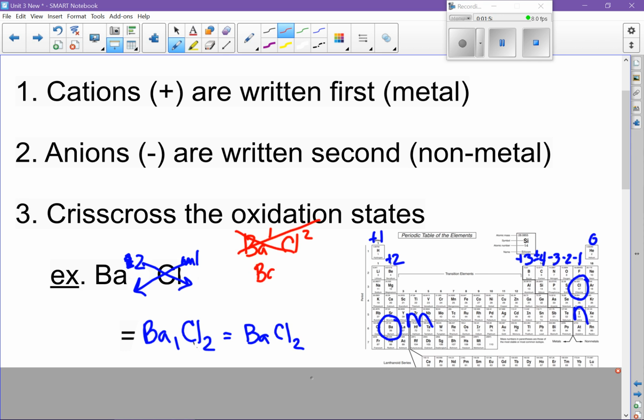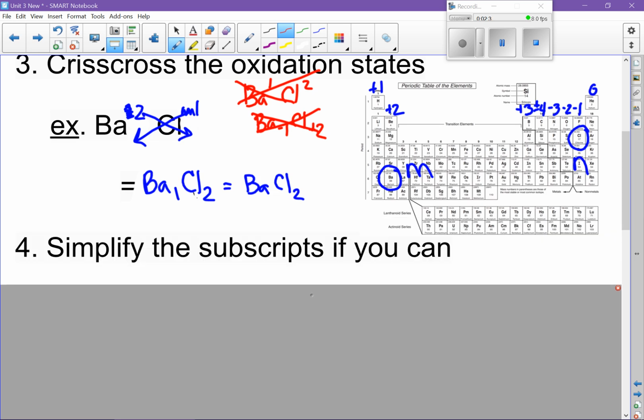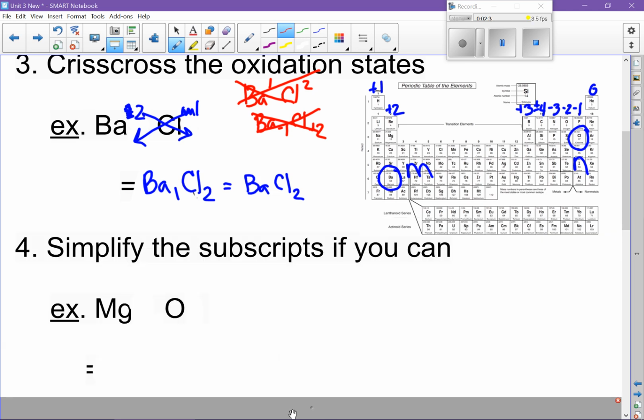Okay? I also don't want you to do this and leave the charges on. This tells me that you don't really know what you're doing either. Okay? So don't do that. So after you've done this, the numbers need to end up at the bottom. You're creating subscripts there, and they should not have any charges on them. Okay, starting at the top, going to the bottom. The last thing that you have to worry about is you need to simplify if that's possible.